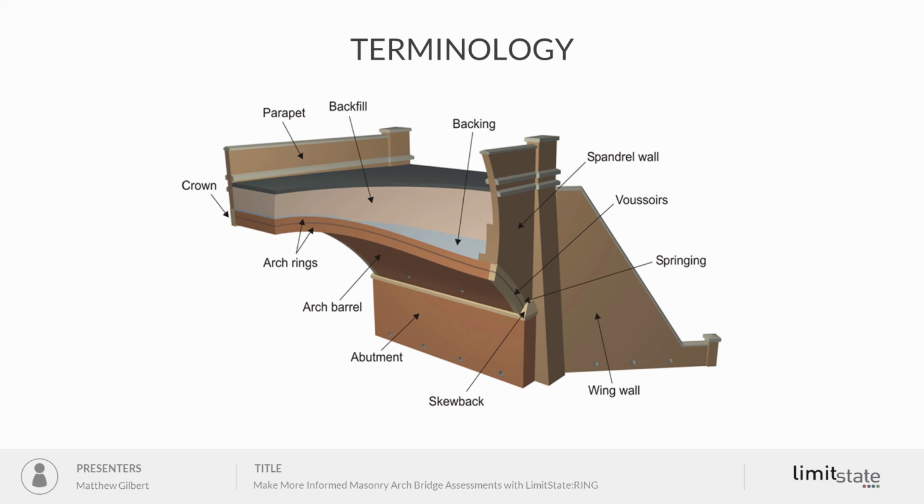Above the arch barrel, you have the spandrel region, which might comprise internal walls or solid masonry or concrete backing, or very often backfill material. Typically you have spandrel walls at the edges of the bridge. In terms of the arch barrel, this can be formed in stone masonry, in which case we have large voussoirs, but if it's brickwork, we might have a number of separate rings of brickwork forming the arch barrel.